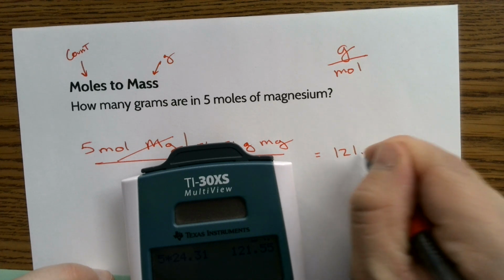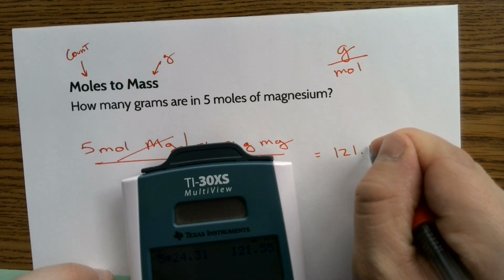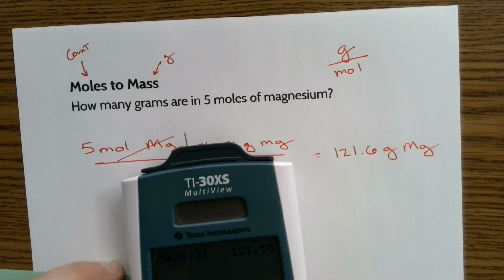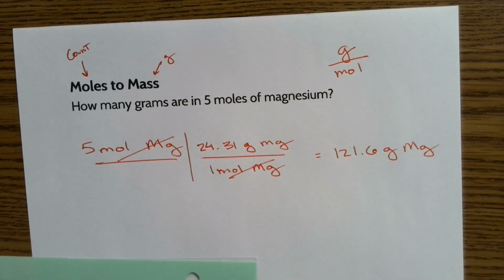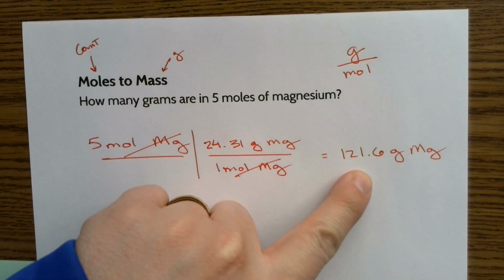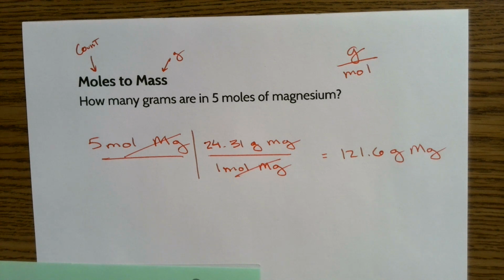Oh, sorry, 121.6 grams of magnesium. So if I was doing an experiment and I needed 5 moles of magnesium, this is how much I would need. I would weigh it out and say, okay, now I have 5 moles of magnesium to work with, and I can do an experiment or something.